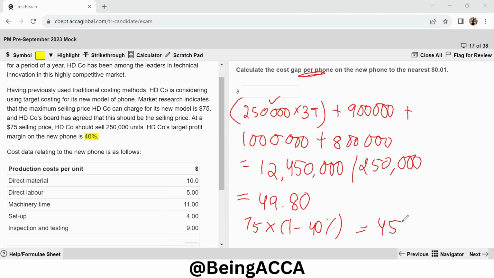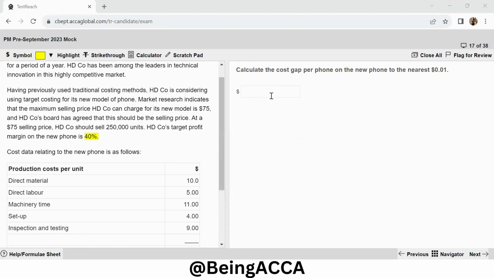That means currently I am able to produce this at 49.8. But if I want to achieve my profit of 40%, I will have to find out a way to produce this at $45. So now how much is the gap? The gap is nothing but the difference between the two, which is 49.8 minus 45. And this comes out to be $4.8. So we want the answer in the nearest 0.01, and that is exactly what we've gotten. So I will just enter my answer over here, and this will be 4.80, right? So let's move on to the next one.